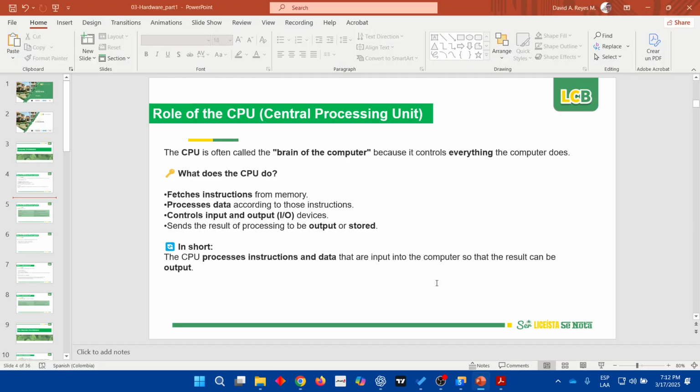Let's talk about the first one, the CPU. It is the central processing unit, that is the CPU. It is often called the brain of the computer. Why? Because the CPU controls everything the computer does. So what does the CPU do? It fetches instructions, processes the data, and controls the input and output devices.